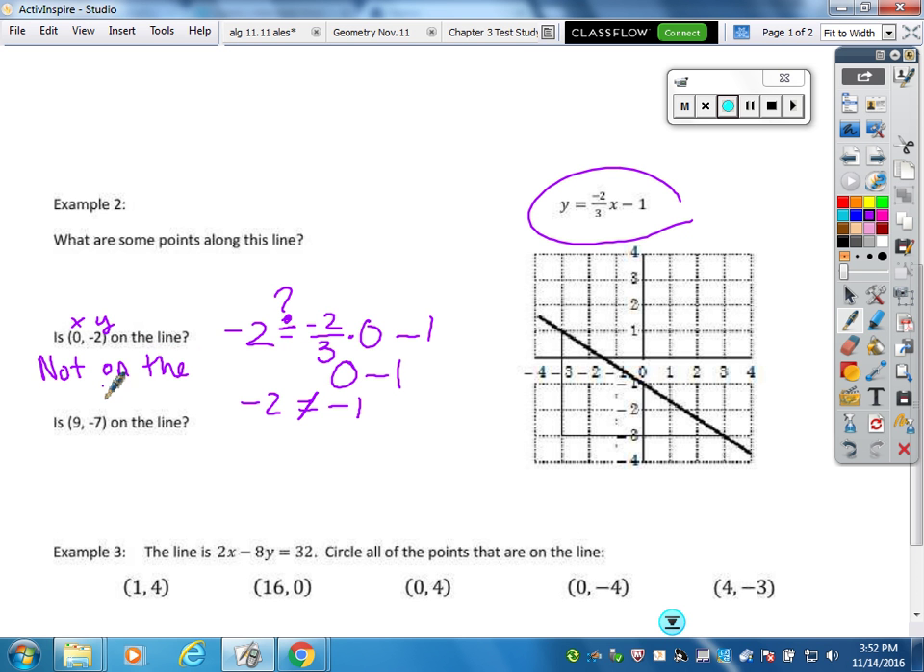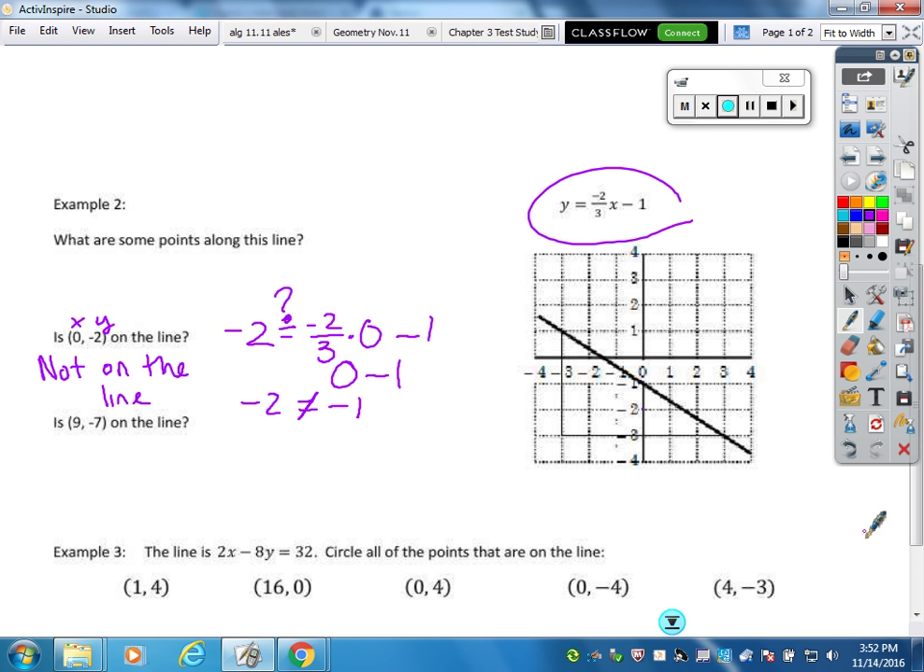But again, you could have also told that just by the picture, because it's down here and our line's up there. So that one is not on the line. Well, now let's look at 9, negative 7. So let's see where that would be. 9 is off the grid, so is negative 7. So it's in the right quadrant.